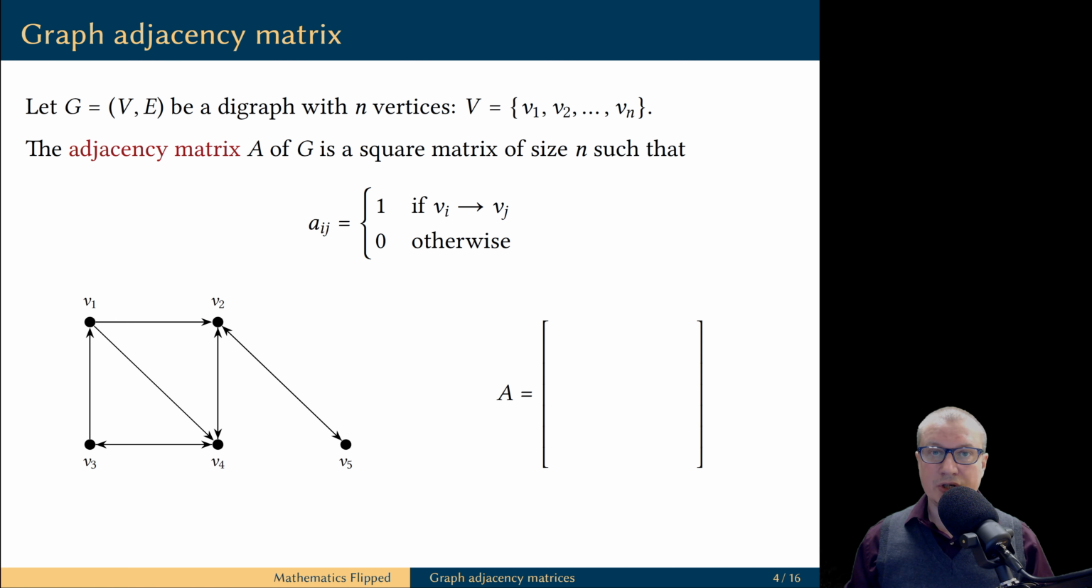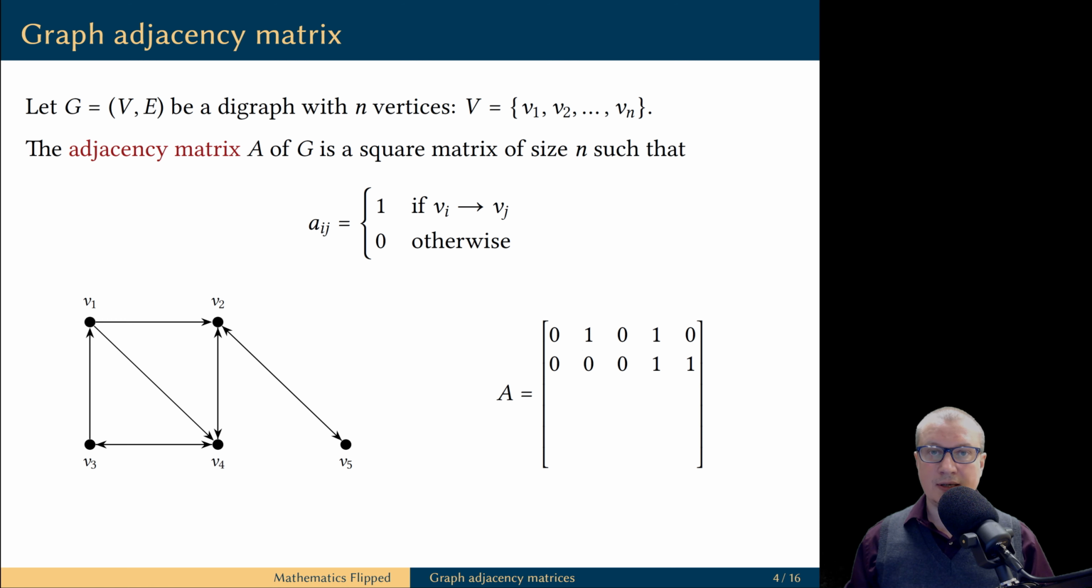There are only 2 edges that go from the vertex v1 to the other vertices. It's an edge from v1 to v2 and an edge from v1 to v4. Therefore, we have 1s in the second and the fourth position and 0s everywhere else. The second row of the adjacency matrix counts edges that start at the vertex v2. We see that there are only 2 edges that go from the vertex v2 to other vertices. It's an edge that goes to the vertex v4 and an edge that goes to the vertex v5.